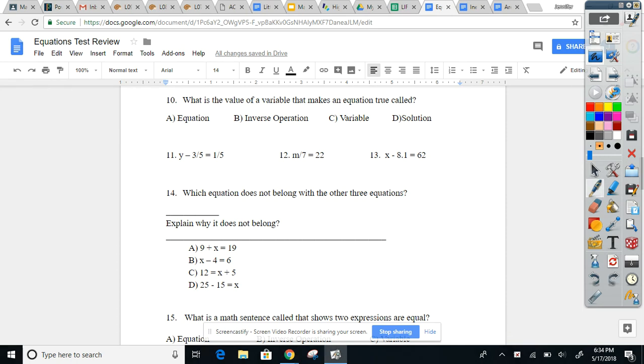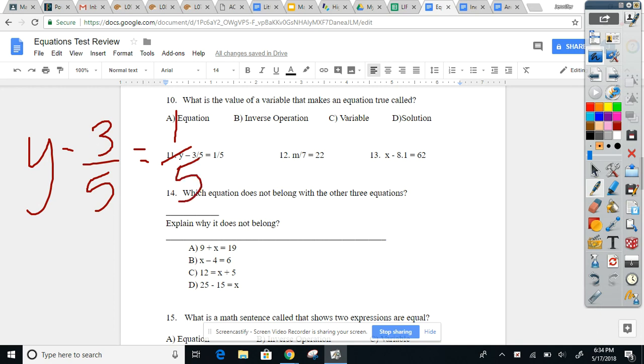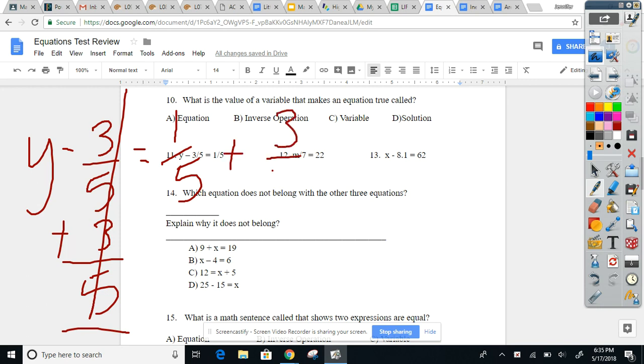Number 11. y minus 3/5 equals 1/5. Once again, we have to do the inverse operation to get the variable by itself. So the opposite of subtracting is adding. So I'm going to add 3/5. So negative 3/5, because remember the negative is grouped with what's in front of it. If I have negative 3/5 and I add 3/5, that's going to cancel. So I'm going to take 1/5 and add 3/5.